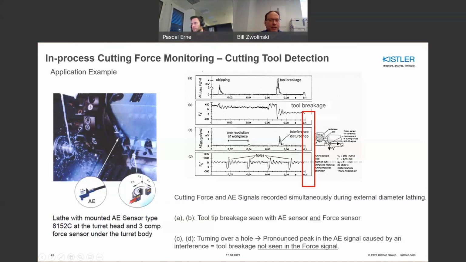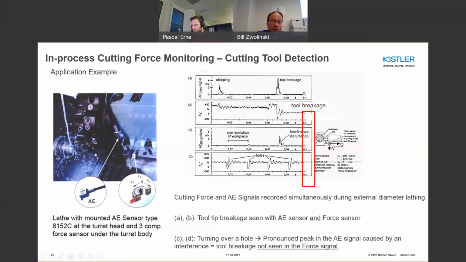But you can see here, under chipping concerns, you can easily use AE to detect events that are insensitive to force sensors, basically. In C and D, you're basically looking at interference cuts. And with an AE sensor, you might have a situation here where you have a tool breakage in this event.